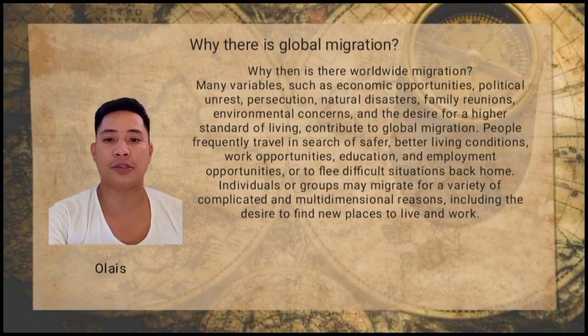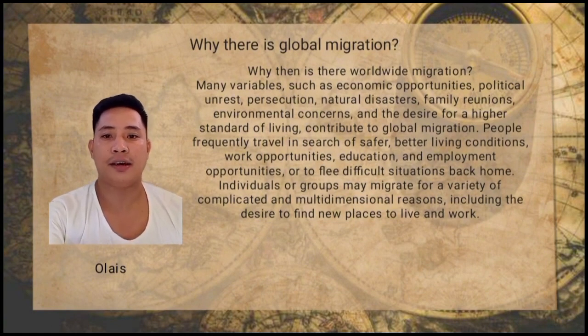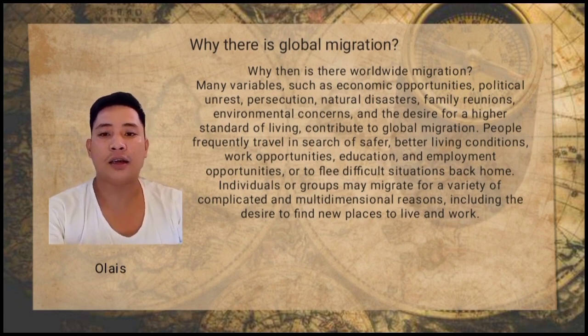Why is there global migration? Humanity has been mobile since the beginning of time. Some people relocate to pursue education, family reunification, or employment opportunities. Some relocate in order to avoid violence, persecution, or widespread abuses of human rights. Others relocate in reaction to unfavorable consequences of climate change, natural calamities, or other environmental elements.